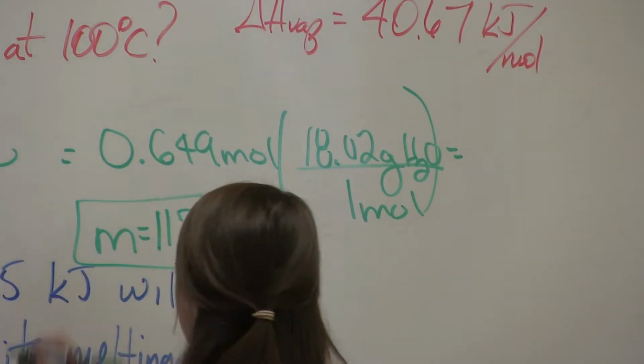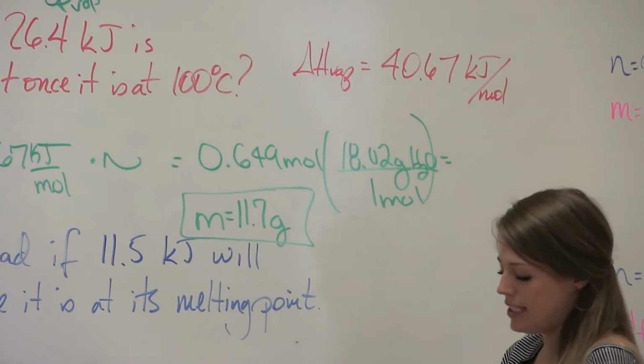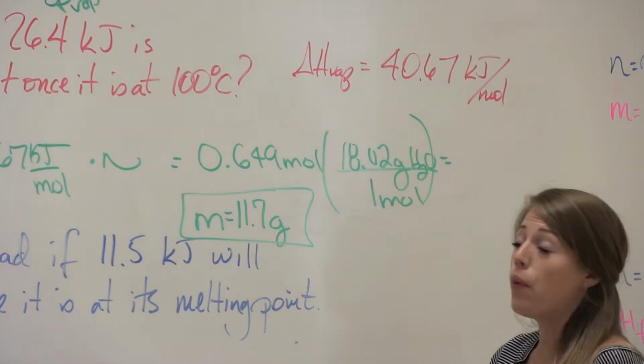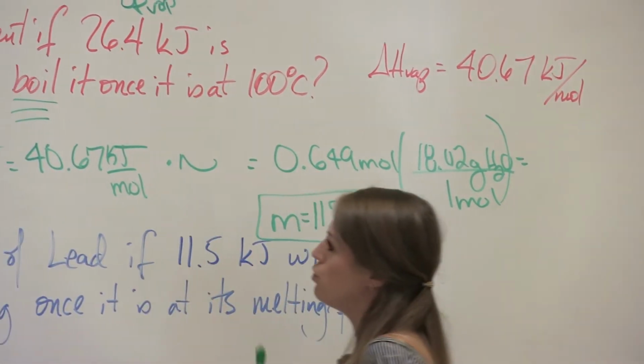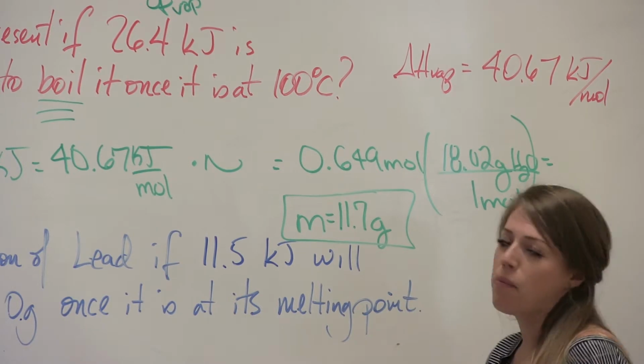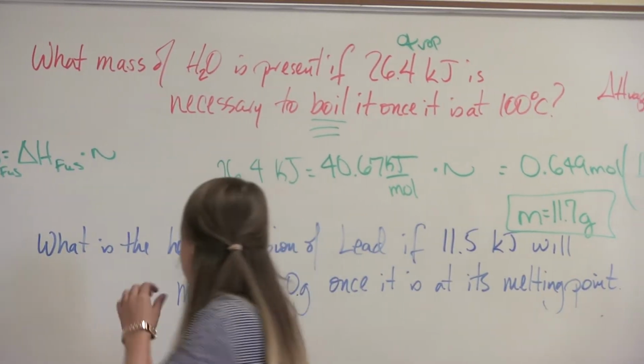So what this is saying is that to phase change water from the liquid state to the gas state, to boil it, it's going to take 26.4 kilojoules to boil only 11.7 grams, which isn't a lot, because we know water has a very high specific heat.